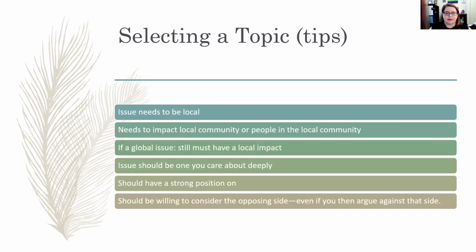When you're selecting your topic, here are some things to keep in mind. The issue needs to be local. It could be a global or a national social issue, but it has to have a local impact. So if I'm talking about homophobia and gay rights, or rights for LGBTQ+ community members, that's a national and global issue. But I would think about specifically, how does it impact the local community? What laws are there in place to protect people? What laws should there be in place to protect people?